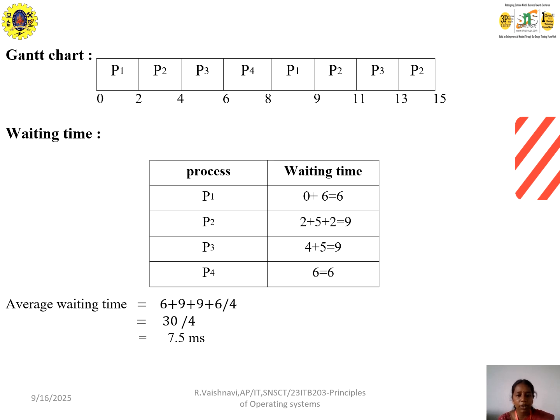From this Gantt chart, we have to calculate the waiting time. So the process 1 waiting time will be 0 and then 6. Here we have to subtract 2. So 8 minus 2 will be 6. Like this we have to calculate it for the 4 processes. From this waiting time we have to calculate the average waiting time.